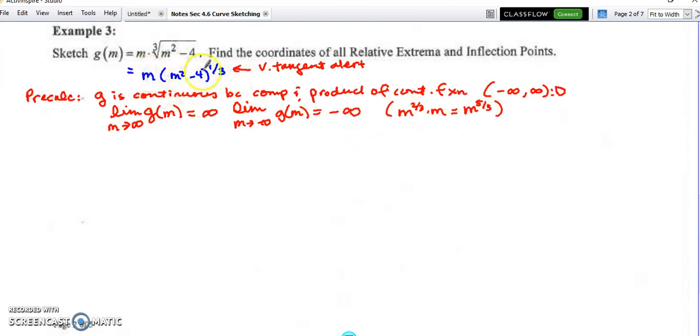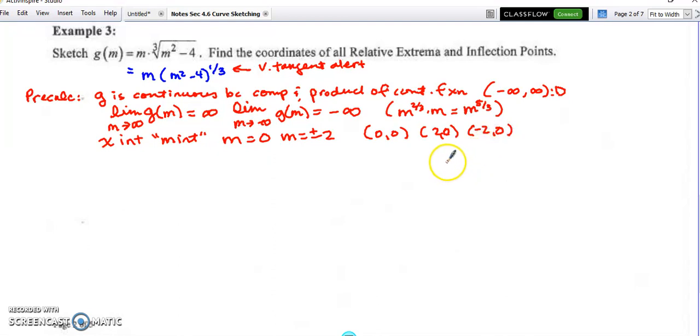But then we're also looking at this, which is already nicely factored. So I actually do know what my x-intercepts are. So I'm going to go ahead and talk about x-intercepts, or quote unquote m-intercepts, which are going to be at m equal to 0 and m equal to plus or minus 2. So we know (0, 0), (2, 0), and (negative 2, 0) are going to be points on this graph because it factored nicely, so I went ahead and did that.